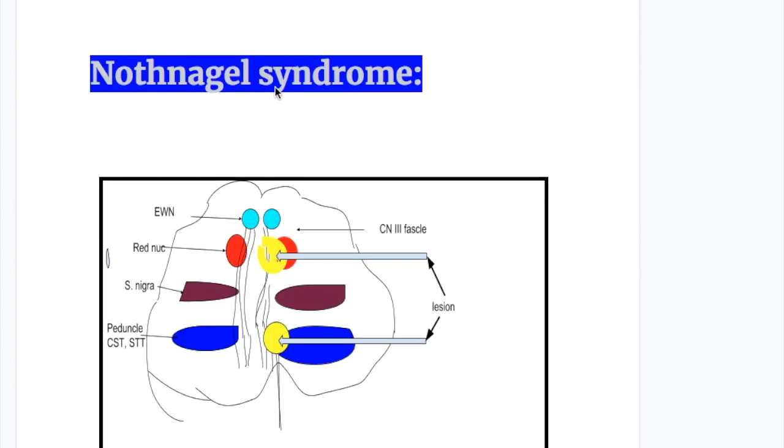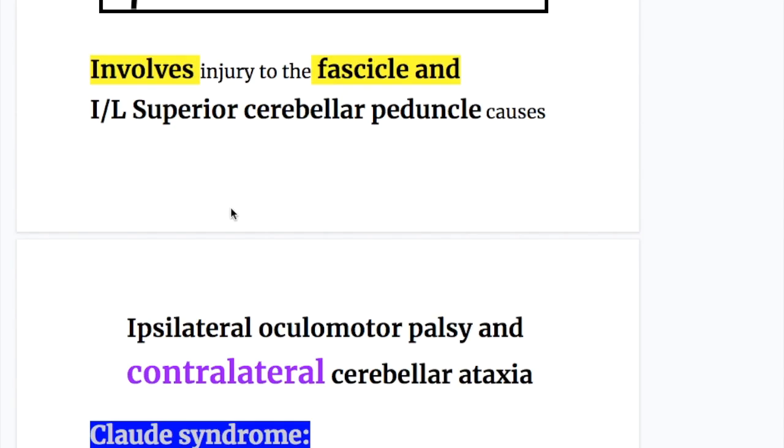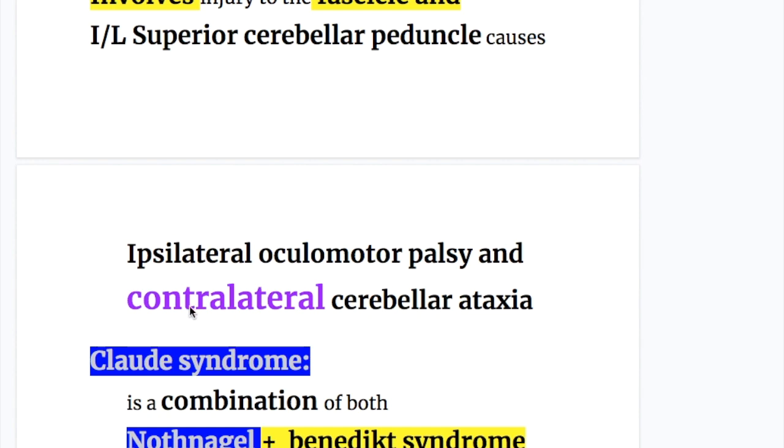Second syndrome is Nothnagel syndrome. In this syndrome, there is involvement of the oculomotor fascicles and the cerebellar peduncle. It causes ipsilateral oculomotor palsy and contralateral cerebellar ataxia.